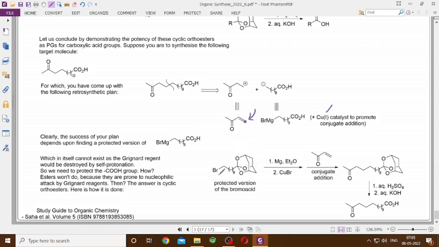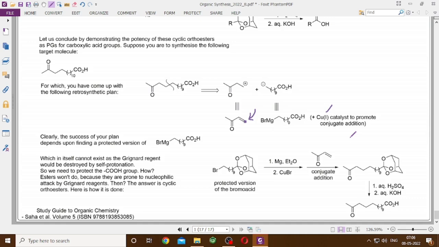Once you have done that, you can form the Grignard reagent here, add copper bromide so that your 1,4 addition is ensured. Then you add your methyl vinyl ketone so that your conjugate addition takes place, and after everything you need to remove this OBO group, which you can do by aqueous sulfuric acid and aqueous chloride. So these are the ways in which the four functional groups, the alcohol, the amine, the carboxylic acid, and the carbonyl groups are protected. I have attempted to demonstrate with a few examples how the protection-deprotection strategy works.